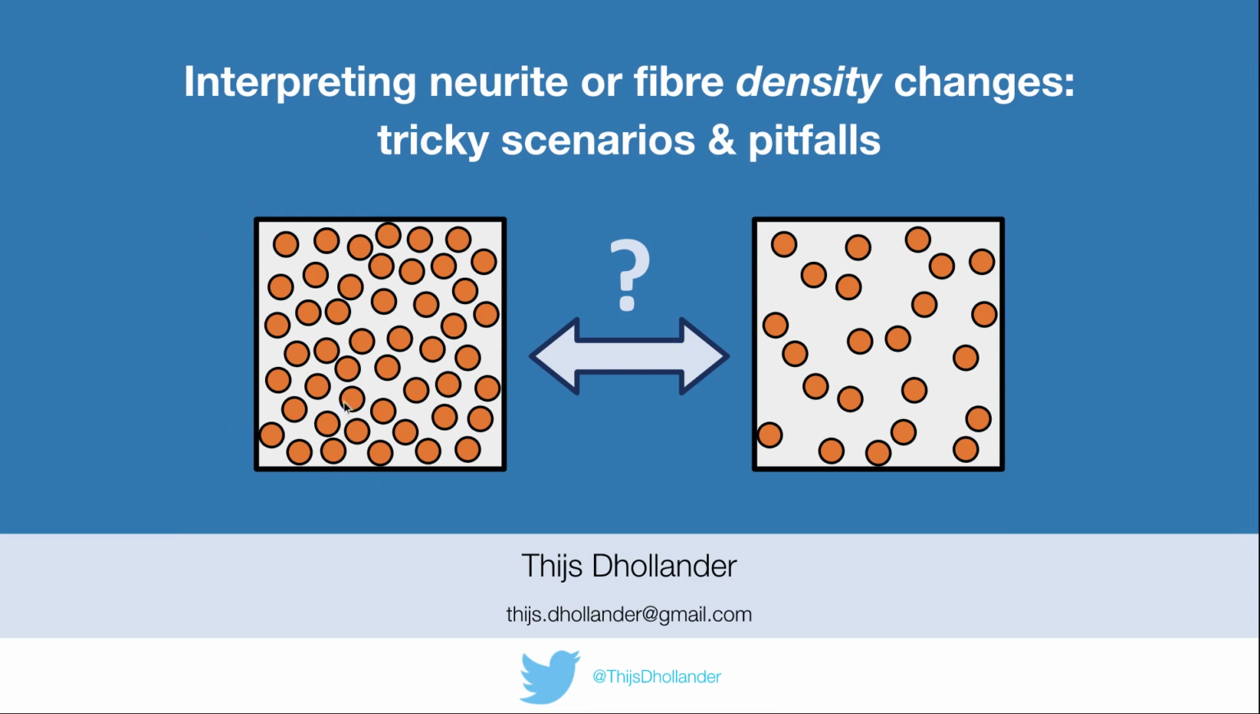I'll be making use of these types of diagrams you see here, wherein this kind of square represents a voxel, and these little dots represent axons coming in and out of my screen. So for example, this might be a voxel in a control subject, whereas this might be a voxel in a patient that has suffered some neurodegeneration or something like that.